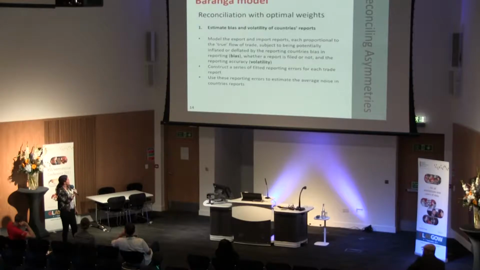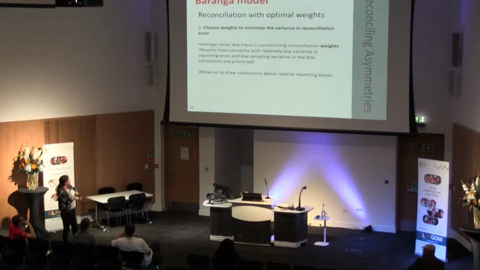We then construct a series of fitted reporting errors for each trade report, and we use these reporting errors to estimate the average noise or variance in countries' reports. That variance is the key input in step 2, which is constructing the reconciliation weights. Reports from countries with relatively low variance in reporting error and low sampling variation in the bias corrections are prioritised. And as I said, this would allow us to draw conclusions about relative reporting biases, get a feel for who's a reliable reporter and who's not, and get a broader picture of trade asymmetries overall.